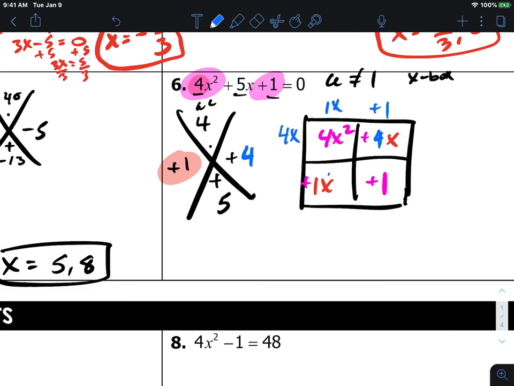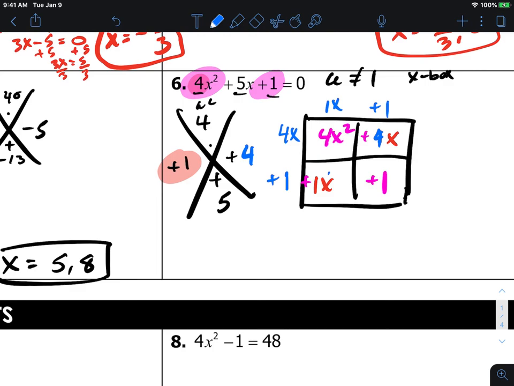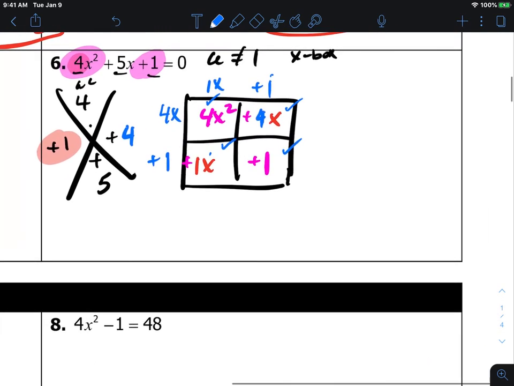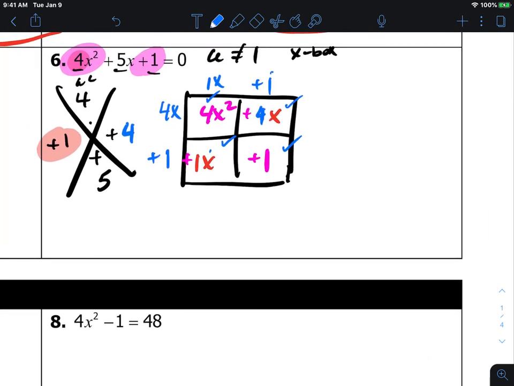1x times what is 1x? 1. Plus 1? Yeah, because then 1 times 1 is 1. 1x times 1x is 1x. 4x times 1x is 4x squared. 4x times 1 is 4x. All the boxes check out. So now we've got x plus 1 times 4x plus 1 set equal to 0.